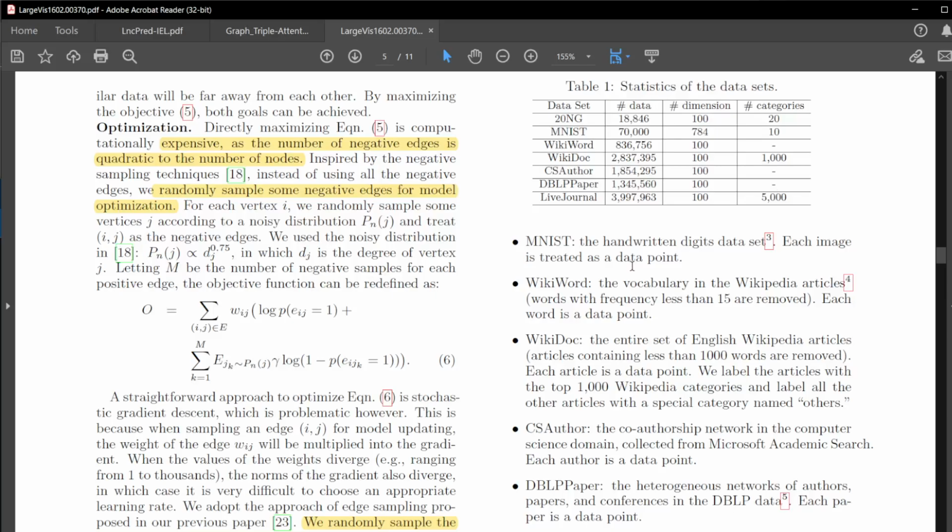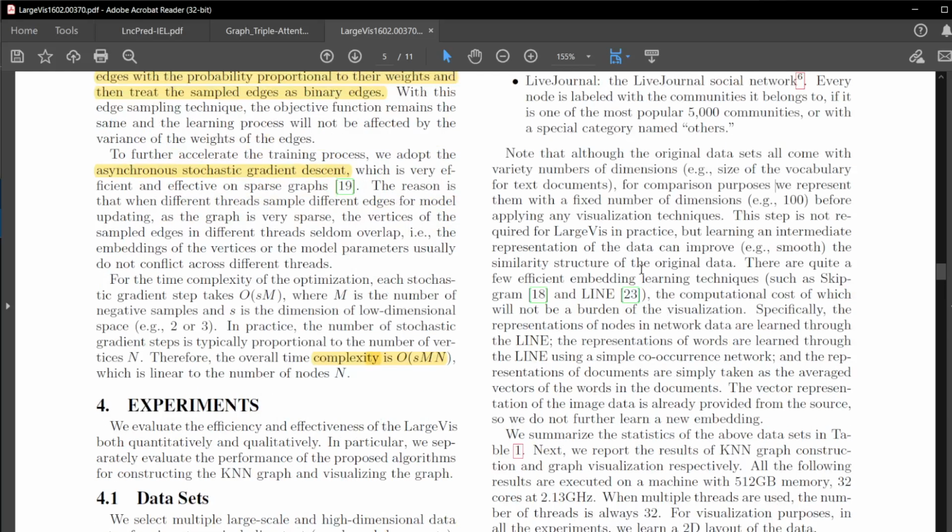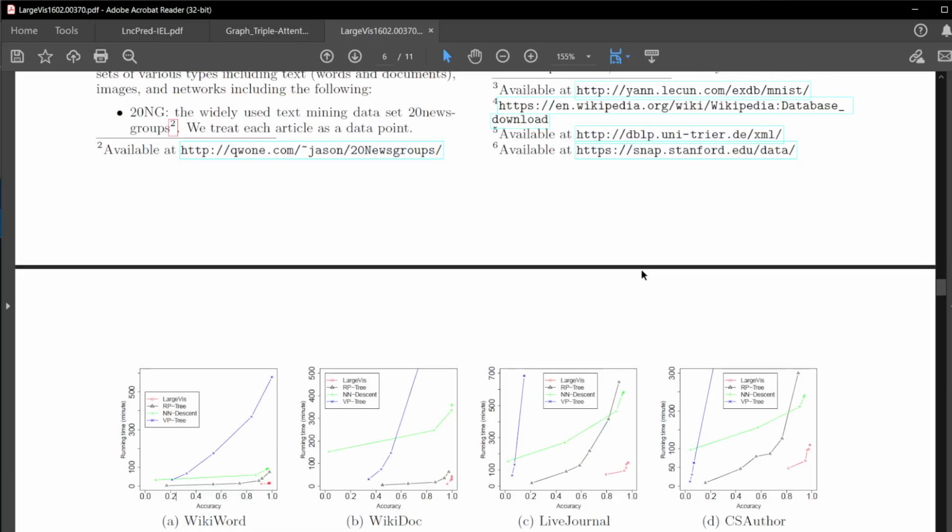Each image is treated as a data point. Wiki word, the vocabulary in the Wikipedia articles. Words with frequency less than 15 are removed. Each word is a data point. Wikidoc, the entire set of English Wikipedia articles. Articles containing less than 1,000 words are removed. Each article is a data point. We label the articles with the top 1,000 Wikipedia categories and label all the other articles with a special category named Others. CS Author, the co-authorship network in the computer science domain, collected from Microsoft Academic Search. Each author is a data point.